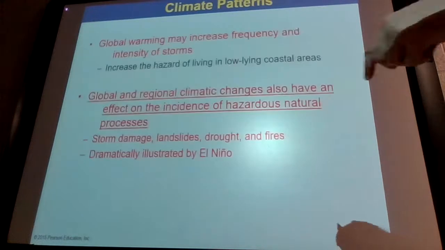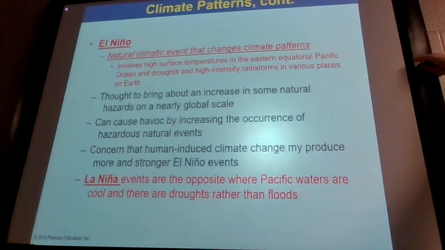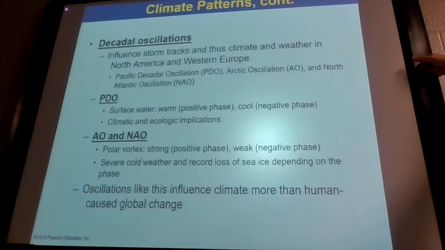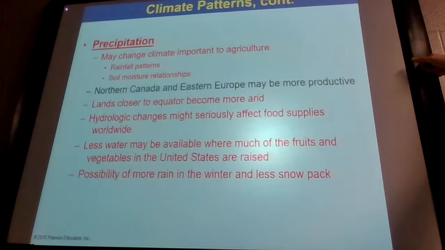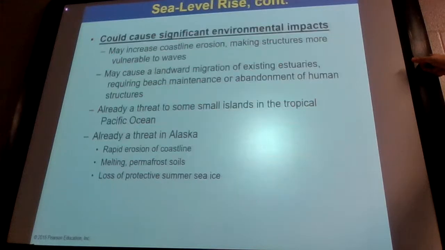Let's see, they're talking about Arctic sea ice, climate patterns, El Nino and La Nina, which we've talked about a little bit in the weather sections. The 1997-98 El Nino La Nina event, which I remember a little bit. I would have been in high school then, so I think I remember that. Decadal oscillations, PDO, AO, and NAO. These are the oscillations. Precipitation, some conclusions on sea level rise.